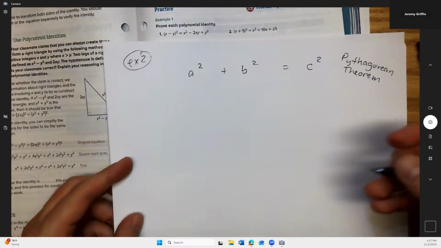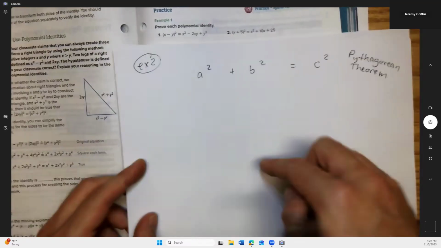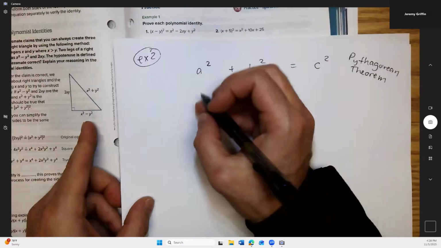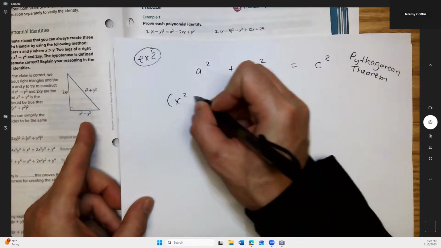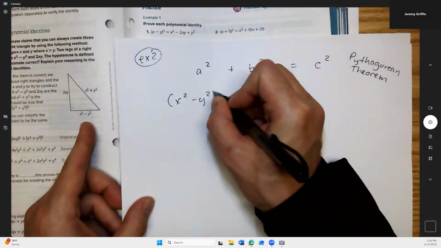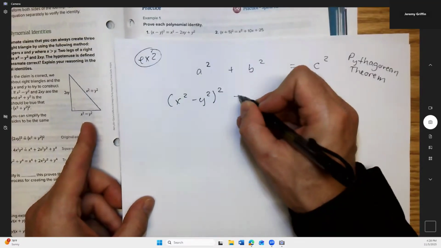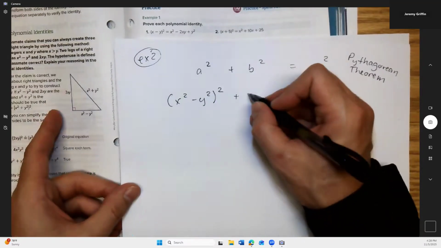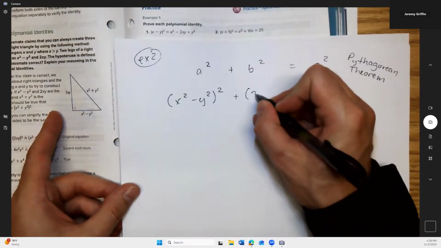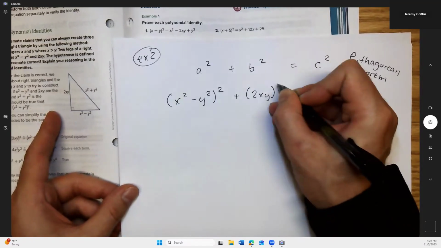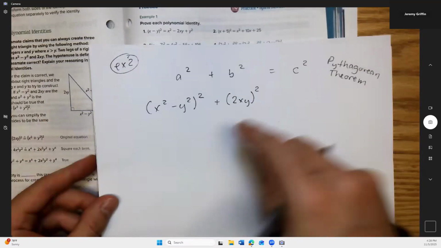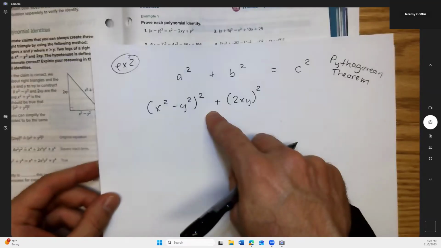So if you take that to be true, then let's plug in. The base could be x squared minus y squared. So we're going to square that leg. And then the height of the triangle is, let's say, 2xy, and that's being squared here. So there's the two legs squared and then the sum of that.